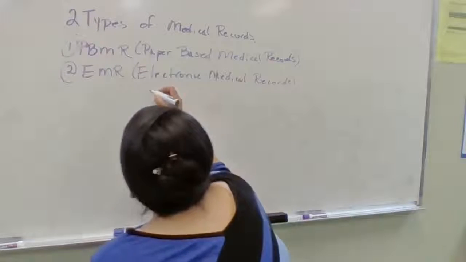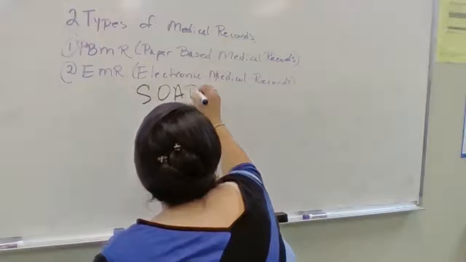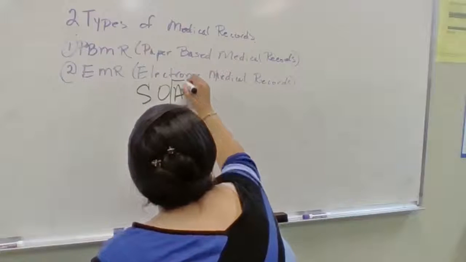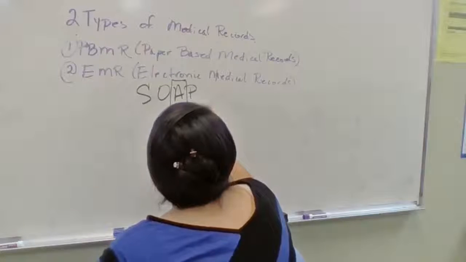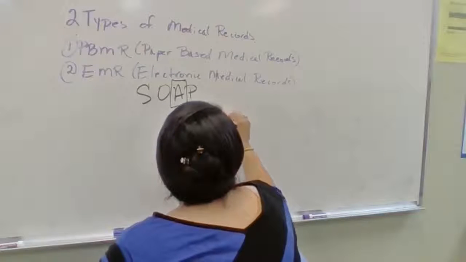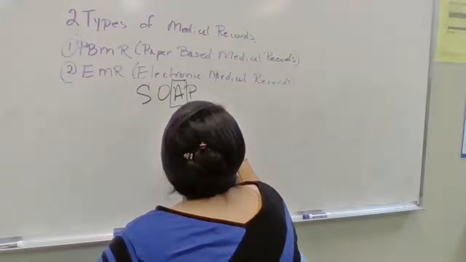Now, SOAP. Let's go back here again. SOAP. So, we live in the assessment. Okay. So, you have, what was that again? Family history. What else? Social and past history. Social history.